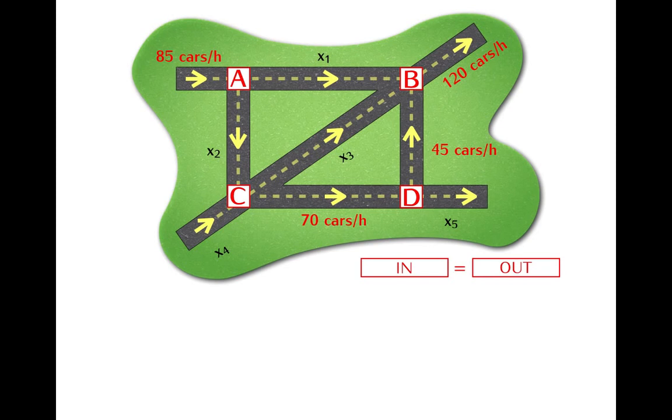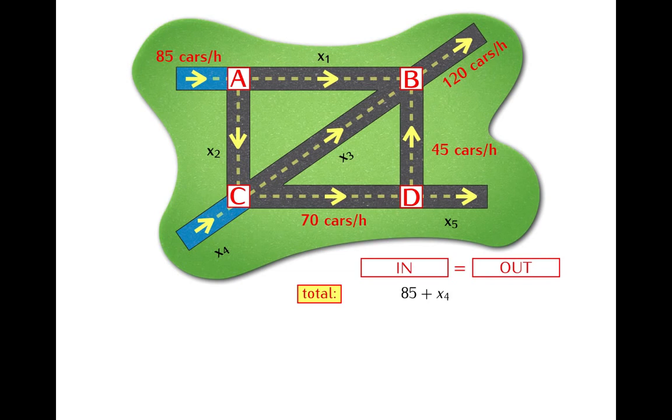Let's apply this first to the total flow of traffic in and out of the network. And in our network we have two streets leading into the network. The street leading to the intersection A brings 85 cars per hour, and the street leading to the intersection C brings x4 cars per hour. And this means that altogether we have 85 plus x4 cars per hour entering the network.